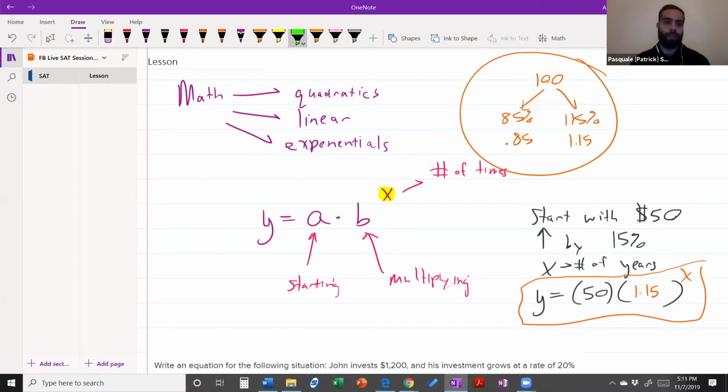And then for the decay functions, again, which I think are a little less common, usually involve something like a radioactive substance that loses a certain mass over time. Just keep in mind, as with all questions on this test, you need to read very carefully, but in those instances, you would be subtracting the percent from 100. But yeah, all awesome. The rest is spot on.